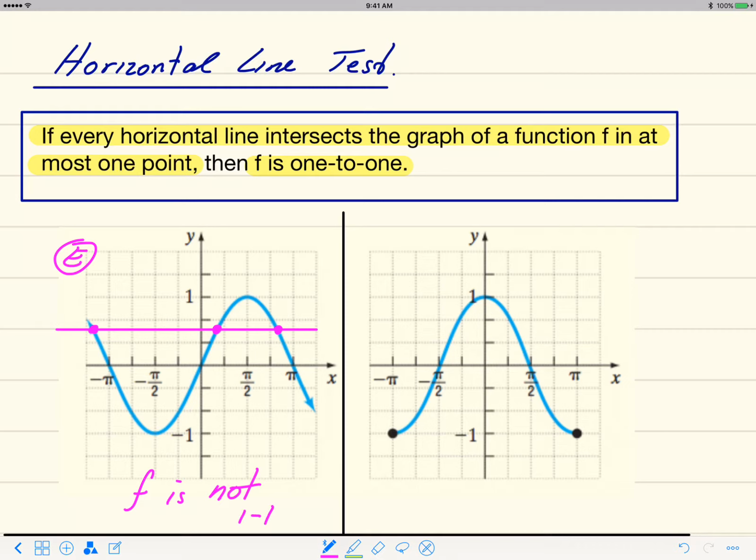And similarly, for this next example here, if I can figure out a way to draw a horizontal line to intersect it more than once, which it does here, then I don't have to look anywhere else. This represents basically two different inputs that have the same output.